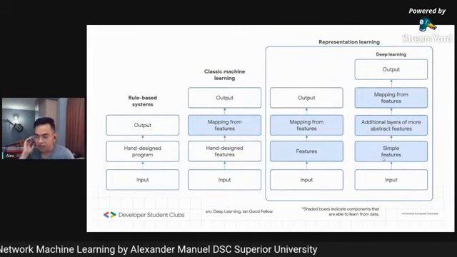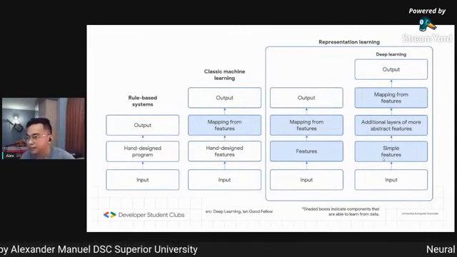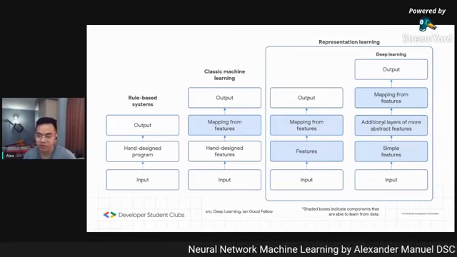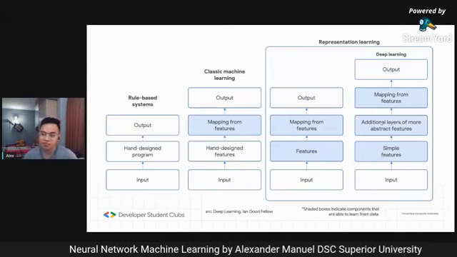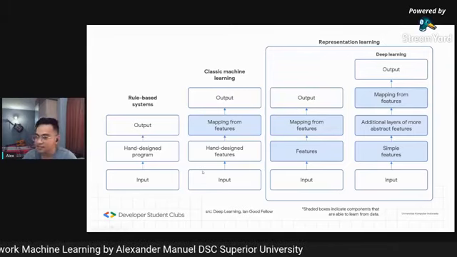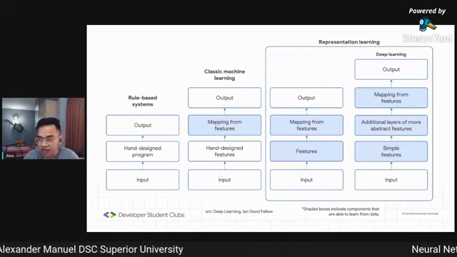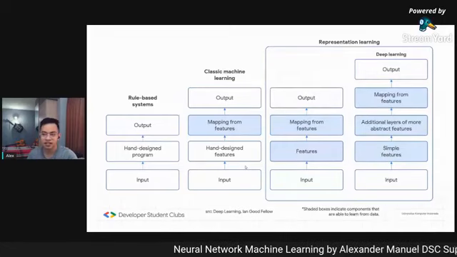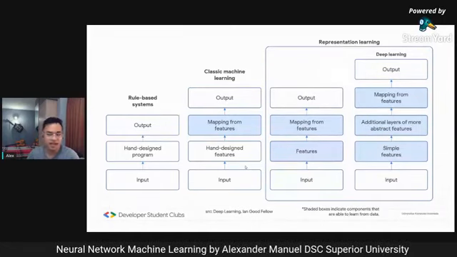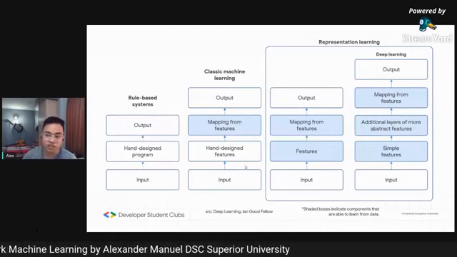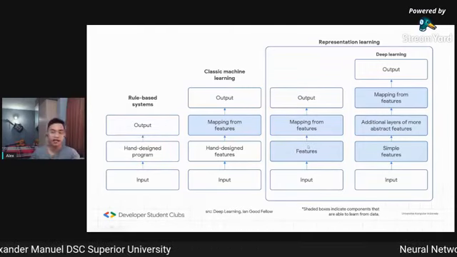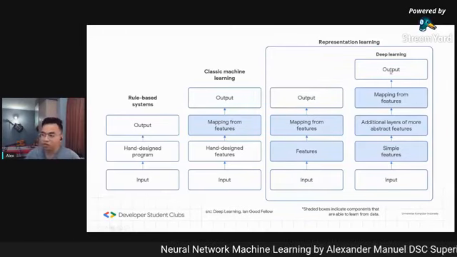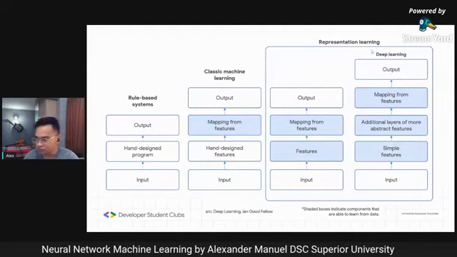And there's a thing that you need to understand, that what you learn, like app developing, is almost all a rule-based system, where you put in an input and then you hand design the program and then you can see the output. In classical machine learning, you put in an input and then you hand design the features, your own features manually, and then you map it to some features, and then you can see the output. And then there's this whole box of representation learning.